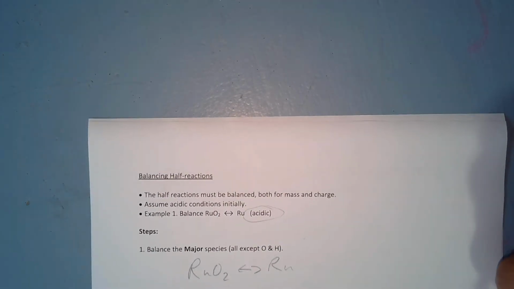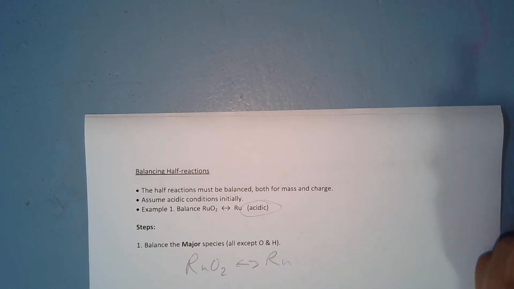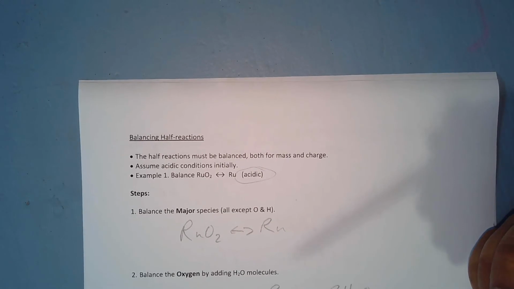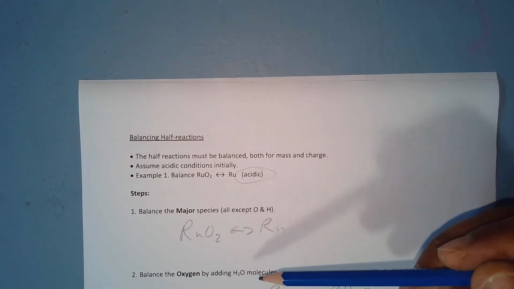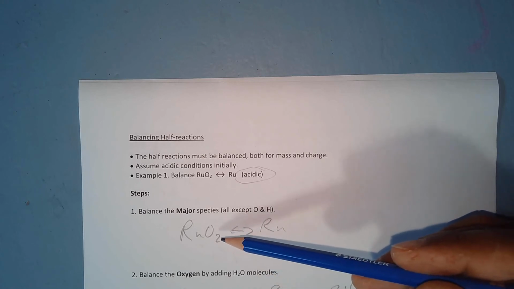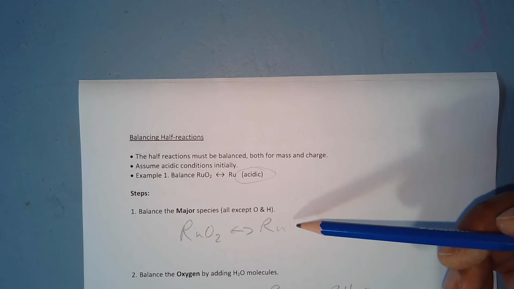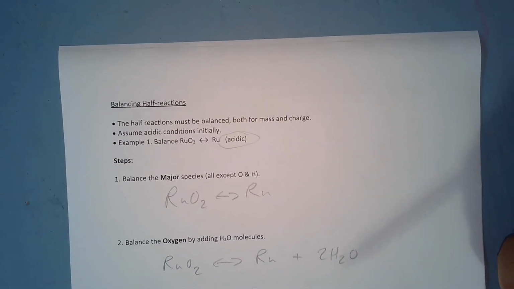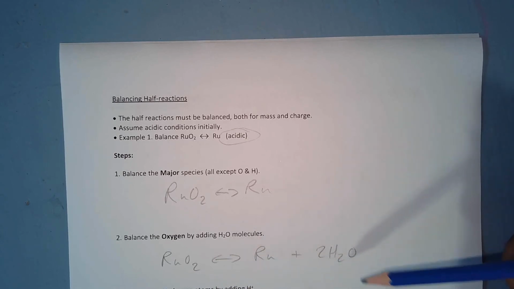So they're already balanced. Okay, so I'll just go through this step by step. They're already balanced, so we got the same thing. The next step, step 2, is we want to balance the oxygen, and the way we balance the oxygen is by adding water. Okay, so we have two O's here, which means we have to have two H2O's on this side. So now you've got two H2O's.